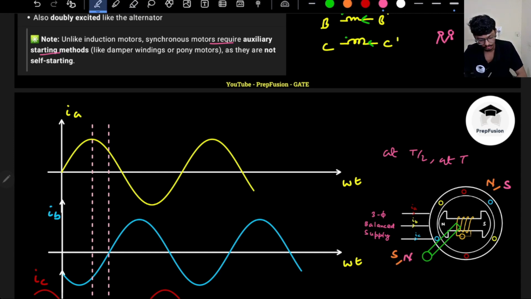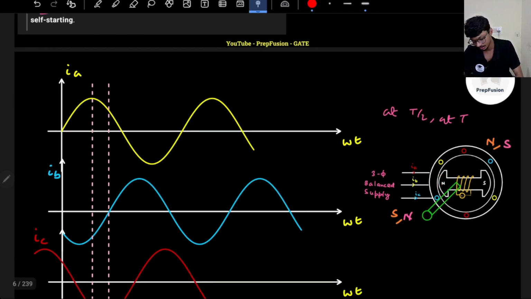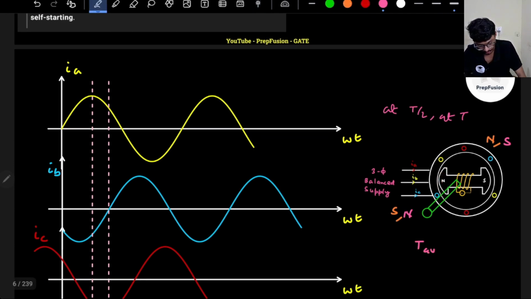Okay, and this will keep on happening, right? Again at 3T by 2, I will have north pole here, south pole here. Again at 2T, I will have north pole here, south pole here. So if I see this rotor, what is happening? Actually, the average torque experienced by the rotor will be 0. Why?